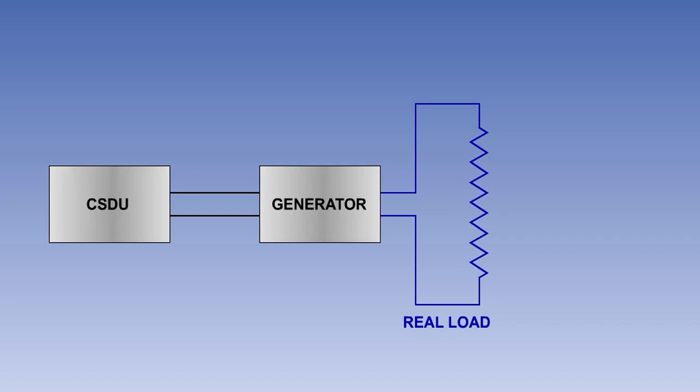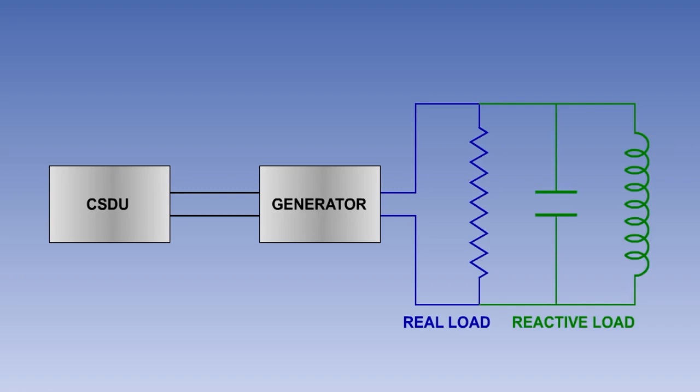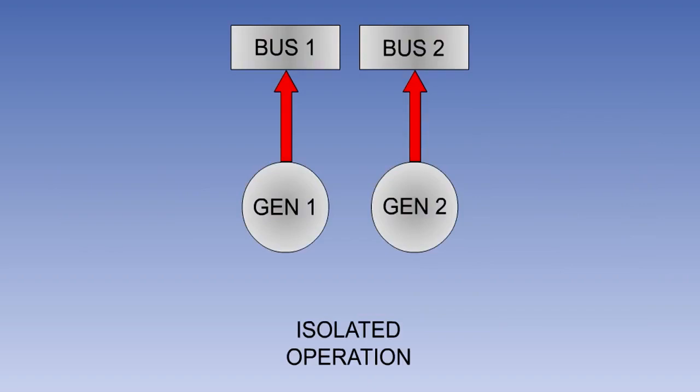You will recall the load on an AC generator, the apparent power, is made up of two components: the real or true power or load, and the reactive power or load. Each generator must take an equal share of both the real and the reactive loads. Load sharing is not required when AC generators are operating independently.